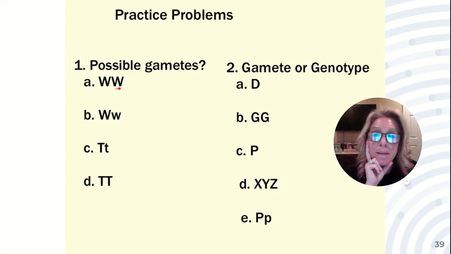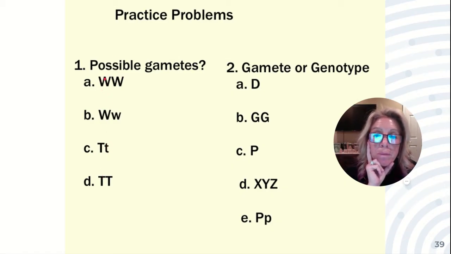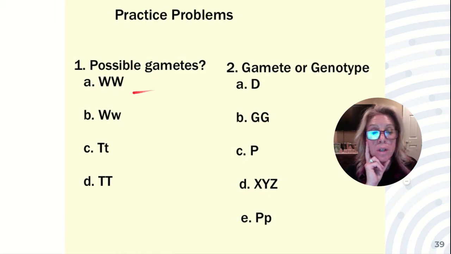So is this a gamete? I would say no. It is not a gamete, right? Because it's got the homologous pair. It's got 2, and all of these do. But it's asking you what could be the possible gamete from this. The only possible gamete this individual could make is a big W, right? That's all they could make because that's all they have to give.